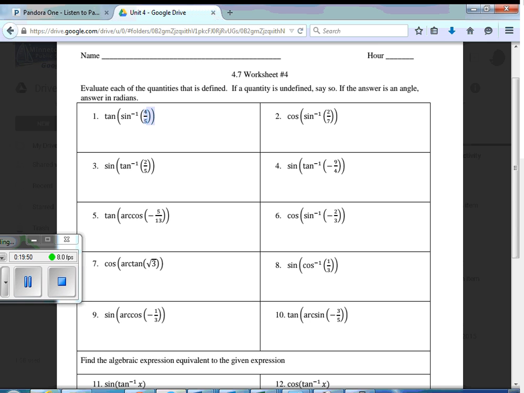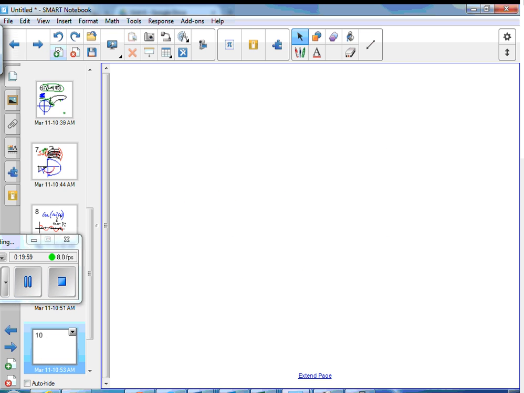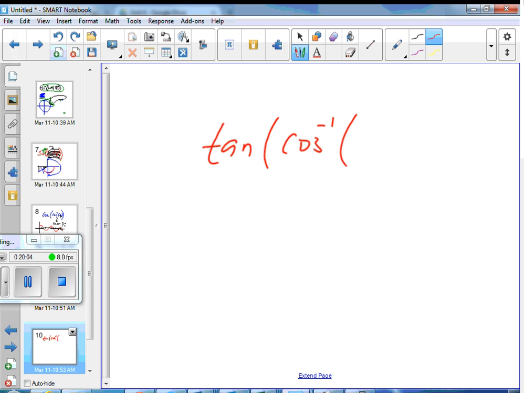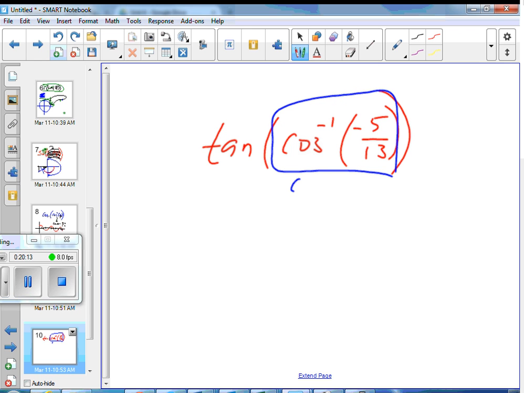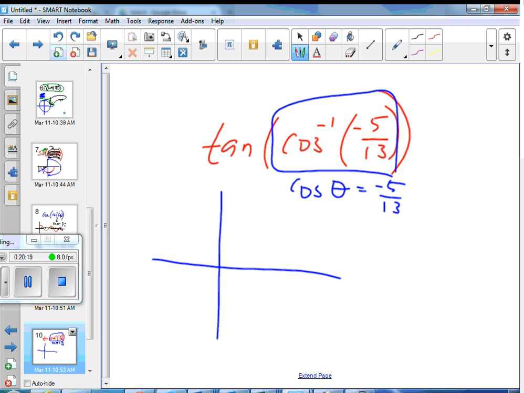Let's do number 5. Tangent of arc cos of -5/13. Negative, what was it again? Thank you, 5/13. Okay, so I start on the inside. I rewrite it. Cosine of some angle is -5/13. That reminds me, trying to find the angle. I'm probably not going to know the angle because that's not one of the big two triangles that I have memorized, and it's not a quadrantal either. So probably won't know the angle, but I'll be able to use the picture I draw to answer the question.